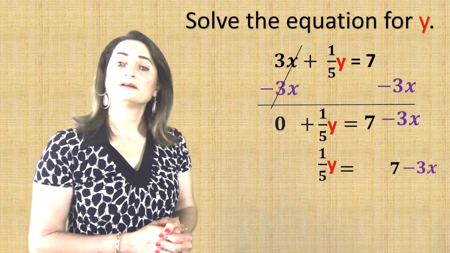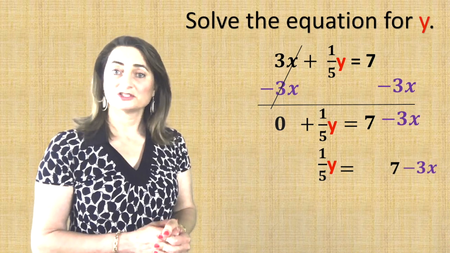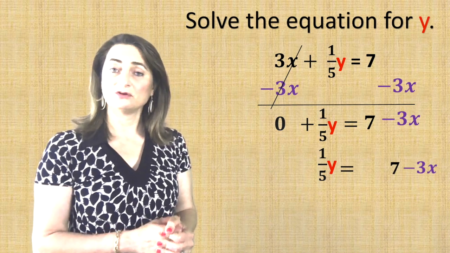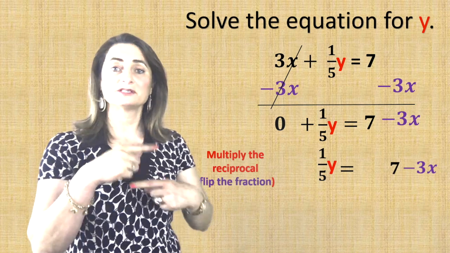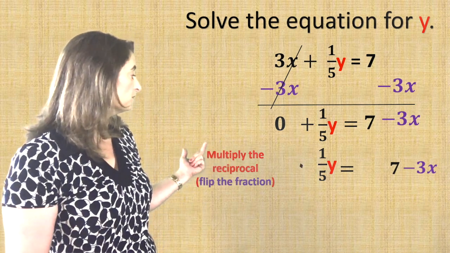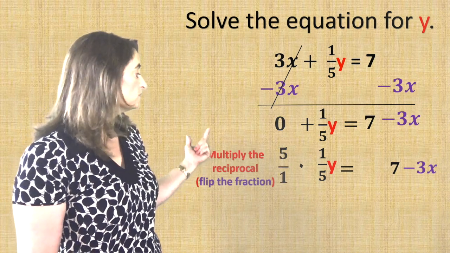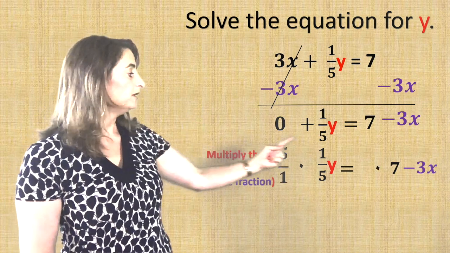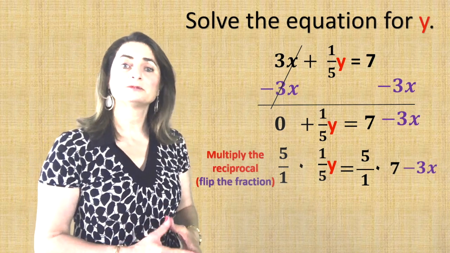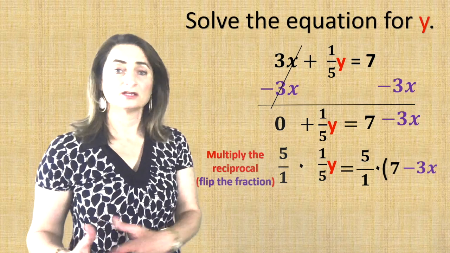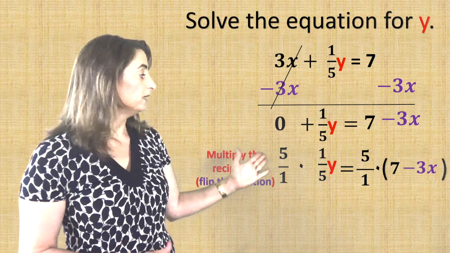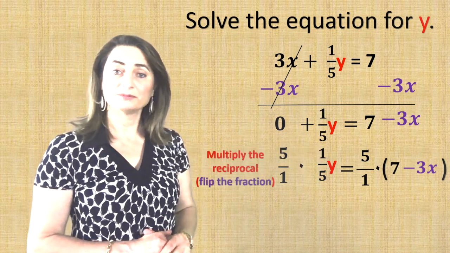And now I need to get rid of the 1/5, the fraction 1/5. It's a coefficient. To get rid of the coefficient, if it's a fraction, you multiply by the reciprocal, which is flip the fraction. Any number times the reciprocal equals 1. So multiply by 5/1 on this side and multiply by 5/1 on the other side. But I'm not just multiplying 7, I'm multiplying 7 and 3x. So put 7 minus 3x in parentheses. This way you have to use the distributive property.